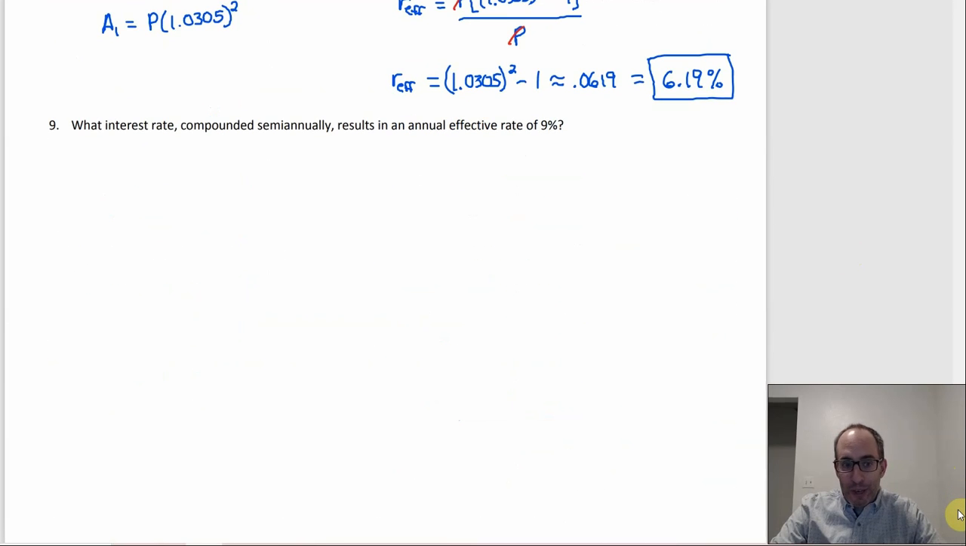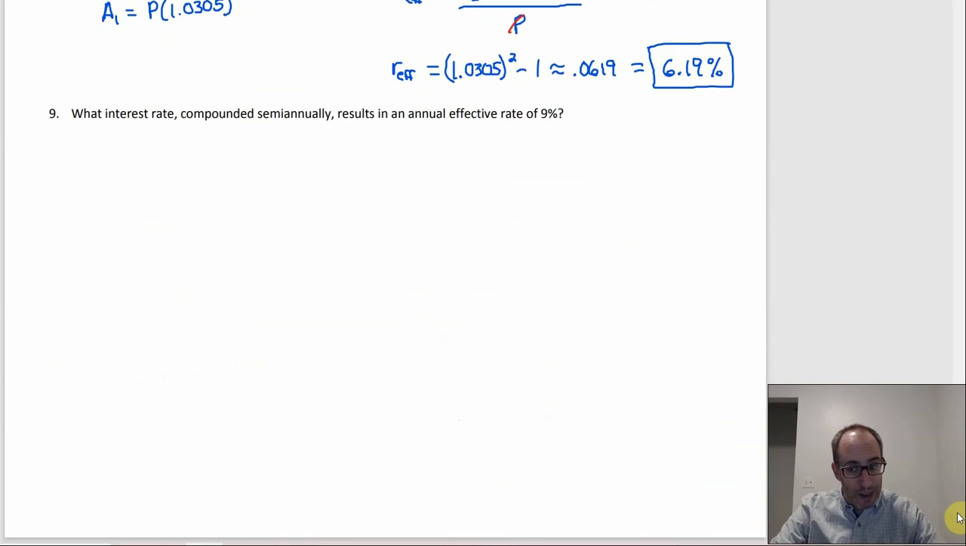But I thought this was the most intense type of problem, and I better throw one of these in, because it's a step up from the other ones, I think, because it involves roots, which we haven't really had to deal with. So, all right. What interest rate, compounded semi-annually, gives you an annual effective rate of 9%?